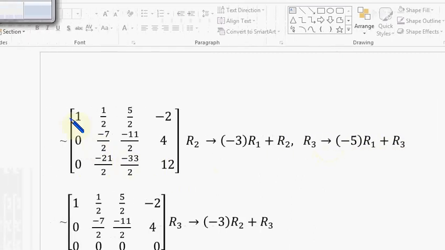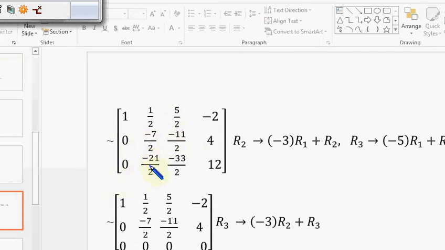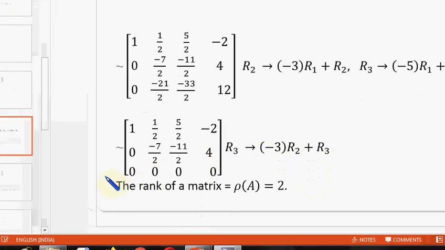So the first row is the same as it is, 1, 1 by 2, 5 by 2, minus 2. Next is 0, minus 7 by 2, minus 11 by 2, 4, and 0, minus 21 by 2, minus 33 by 2, 12. What is the next principal diagonal leading element? That is minus 7 by 2. So we should make the entry below this 0. We operate R3 as minus 3 R2 plus R3, so these elements are 0.